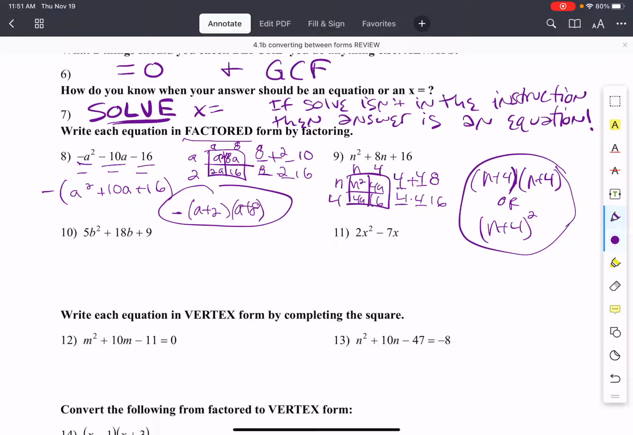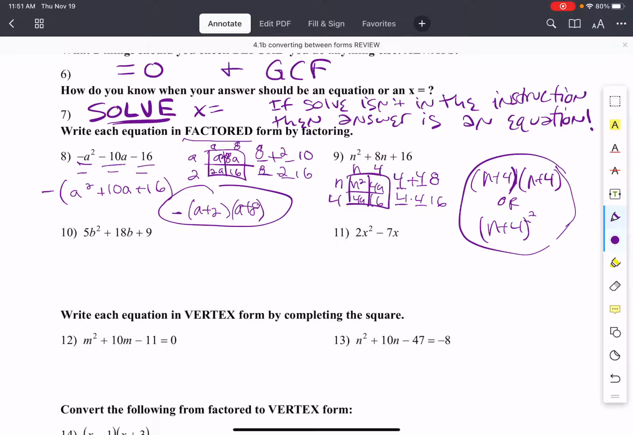Now, first, normally I think the easiest way to tell if it's factored form is if there's two parentheses. But there is every once in a while an exception to that. So when the factors are the same, this is still factored form. But there's only one parenthesis because the factors are the same, okay? So just be careful, all right? Now, let's look at 10.